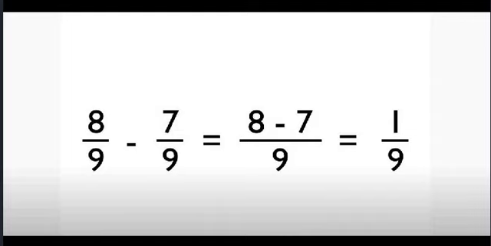One for subtraction. Now 8 by 9 minus 7 by 9. Just subtract the numerators. From 8 take away 7 is 1. And the denominator stays as 9. So our final answer is 1 by 9.